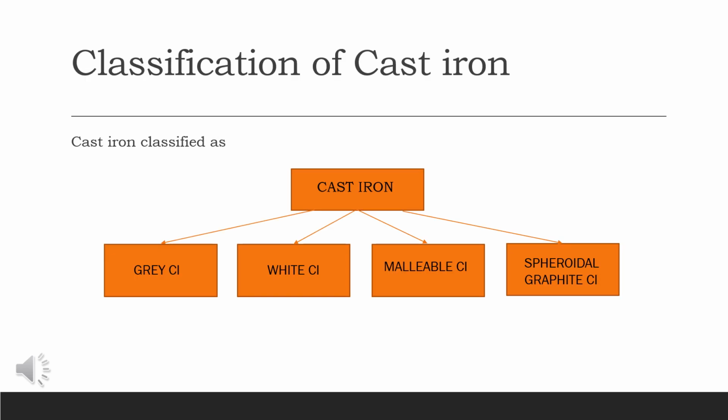Let's see the classifications of cast iron. Cast irons are classified as gray cast iron, white cast iron, malleable cast iron, and spheroidal cast iron. And we are going to see one by one what these are.